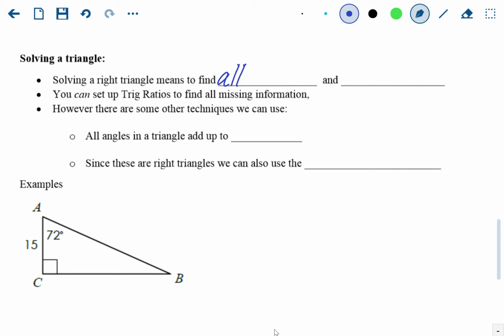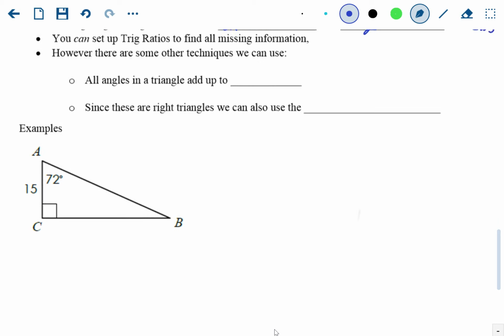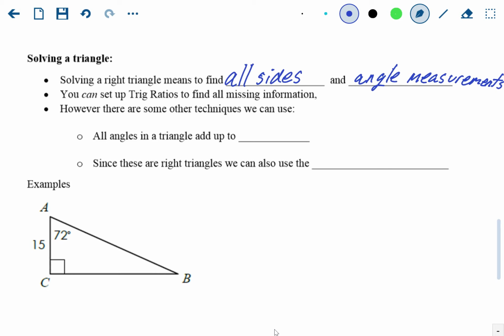So find all sides and angle measurements. Now obviously you can't do that for just a blank triangle. Some things have to be given to you. Now different things are going to be given to you. It always has to be a right triangle, so you're going to have the 90-degree angle. And then sometimes you'll be given two sides and an angle. You might be given one side and an angle. We're going to do a couple different scenarios. You might be given two angles, no side. But we'll run through a couple of those.